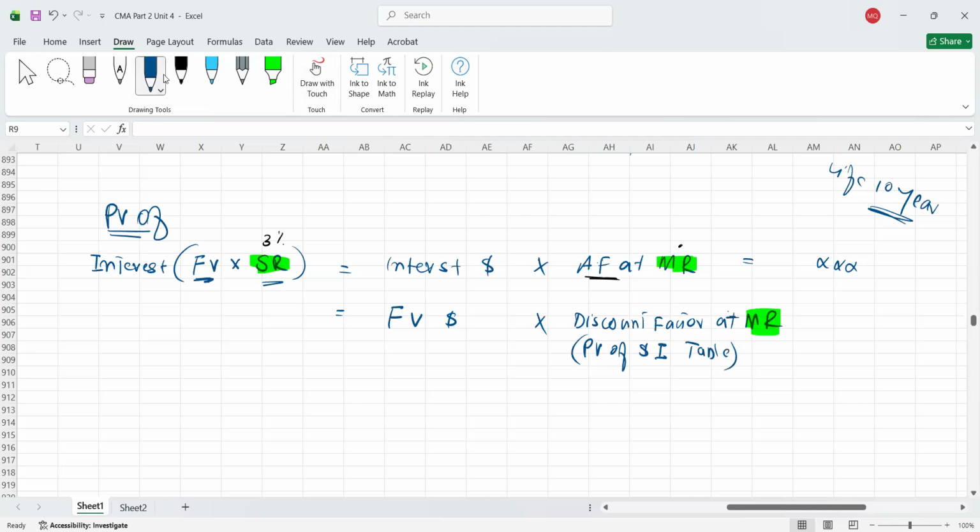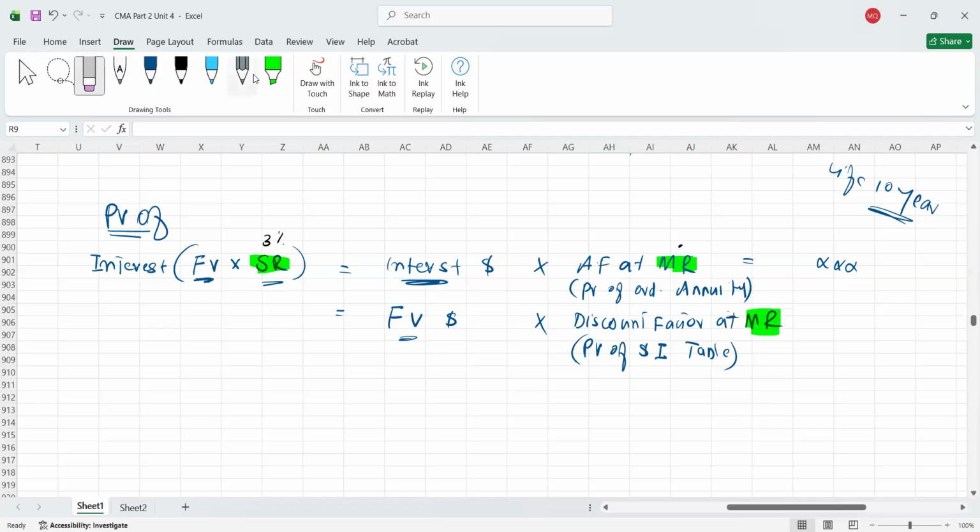But for the above, you will refer here to the present value of ordinary annuity table. Okay, these are the headings of the tables actually. So when you are taking interest, go to the annuity table. But when you are using face value, go to the present value of $1 table. I'll show you here. Okay, present value of $1 table.